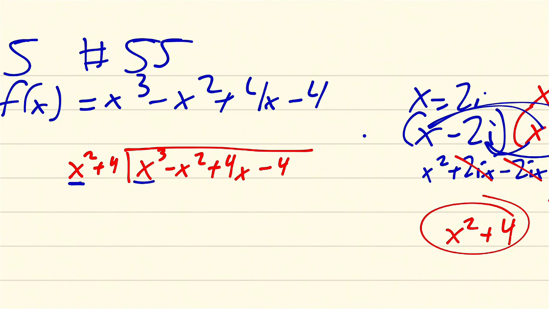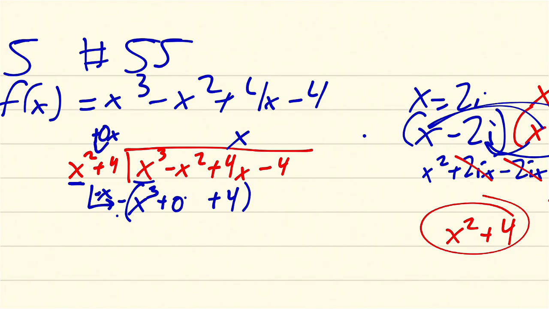X squared goes into x to the third how many times? Or in other words, what do I need to do to x squared to give us x to the third? We multiply it by x. So we're going to multiply this whole thing by x. And we end up with x squared times x is x to the third. 4 times x is 4x. You'll notice there's no middle term there. I kind of ignored the fact that there's a plus 0x there. So if you want to include a plus 0x and multiply that by x as well, it'd be plus 0x squared.